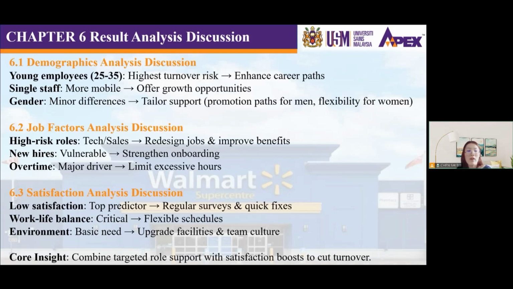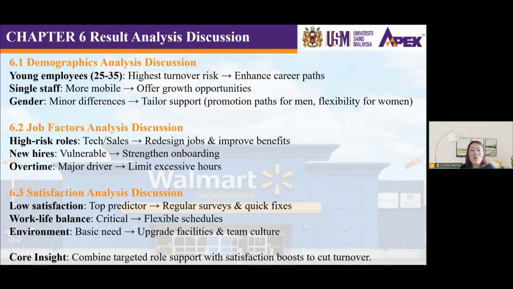And the third point is the satisfaction analysis discussion. For low satisfaction, we should conduct regular surveys and do some quick fixes. And for work-life balance, we should adopt flexible strategies. And for the environment, we should upgrade facilities and improve our team culture. And the core insight is to combine targeted role support with satisfaction boosts to cut the turnover rate.